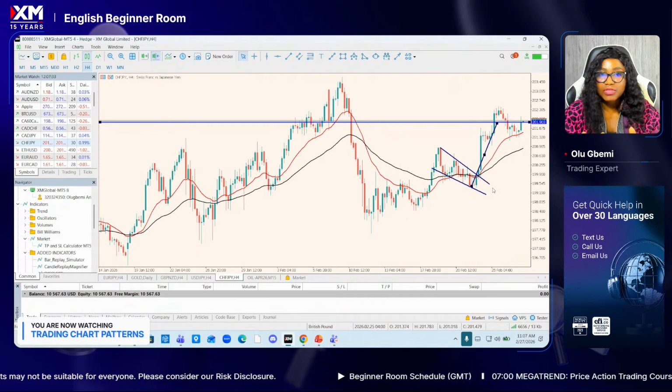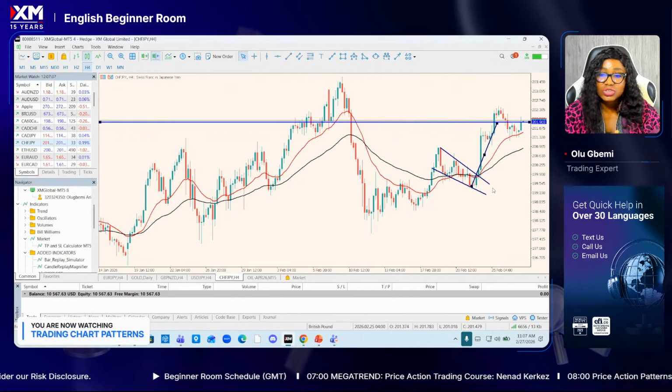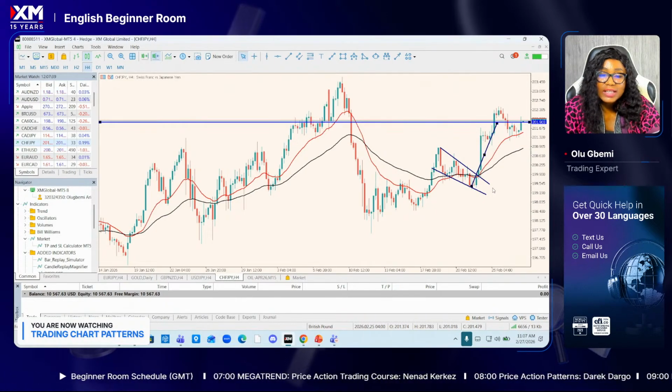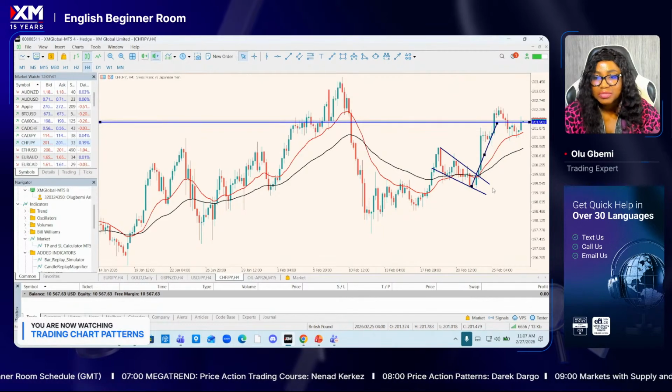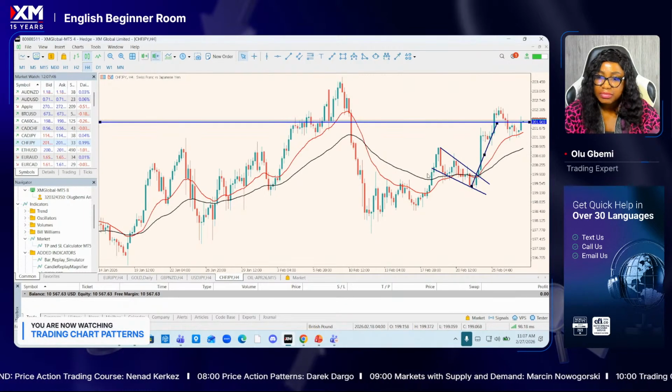And when I have 3 reward to 1 risk ratio, what does that mean? If I'm risking $100 on this trade, I probably would have like $300 when it hits my take profit. How? Just because I'm able to identify a simple pattern like this.